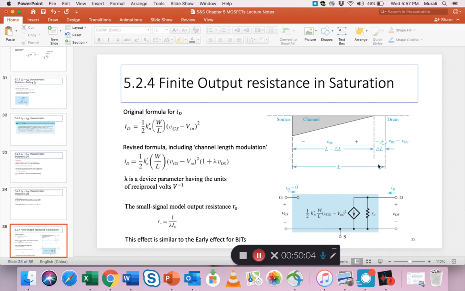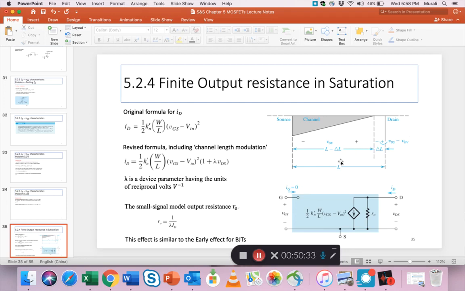Okay. So remember the early effect when we were studying BJTs, we realized that what they've been telling us, that the collector current doesn't depend on the collector voltage anymore. Then they said, oh yeah, it does depend a little bit, and that little variation is because of something called early effect. Similar to that, we have something called channel length modulation in MOSFETs also.